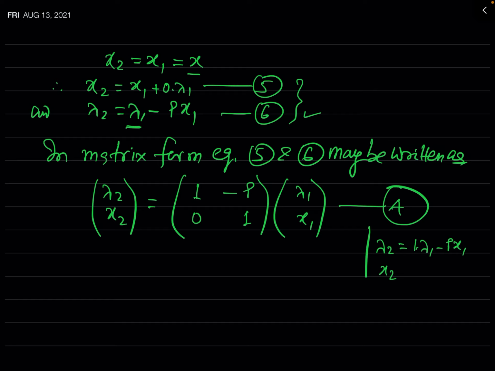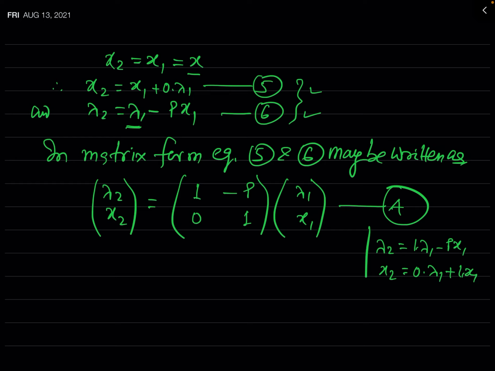And when you find x2, what will be that? See, x2 will be 0 into lambda 1 plus 1 into x1. You can check it. And this is your equation number 5. So I have told you that these two equations 5 and 6 may be written in terms of a matrix by a single equation, and that single equation I have written in this equation A.